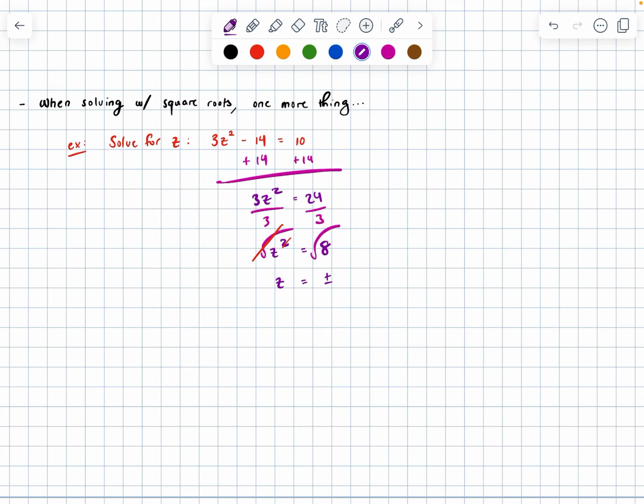Take 30 seconds. What can I do with the square root of 8? I'll give you a hint. Think back to Unit 6. Go.